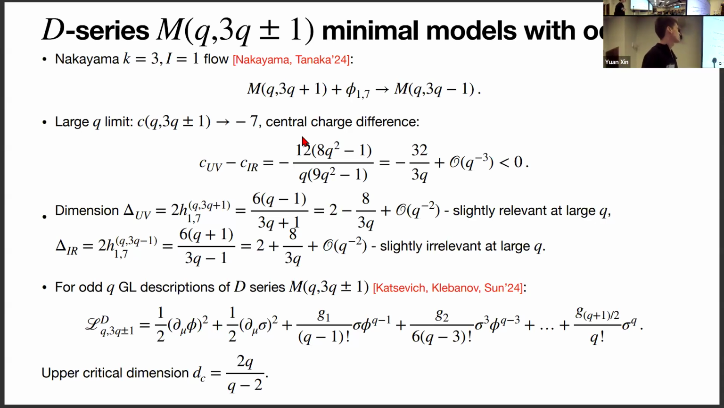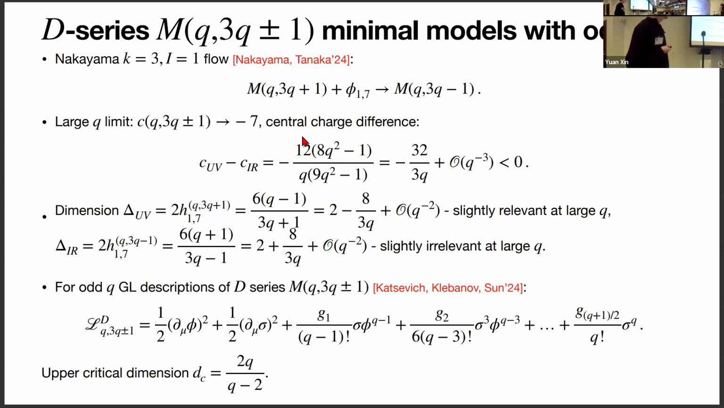The operator which generates this flow is phi_{5,1}. We can find the dimension of this operator in the UV theory. It's slightly relevant, because it's 2 minus something over Q, and in the IR it's slightly irrelevant, because it's 2 plus something over Q. So everything is okay.